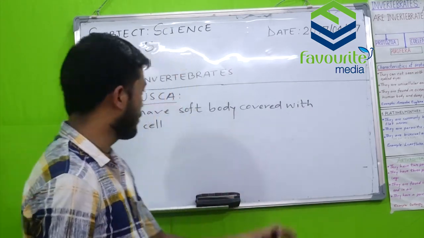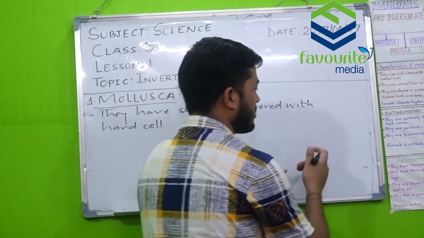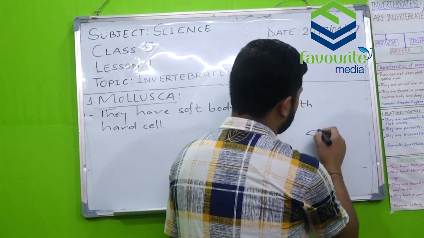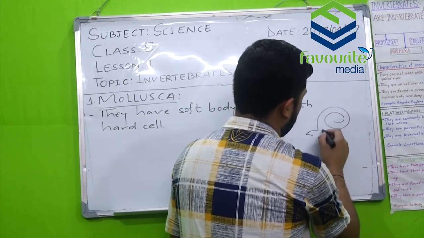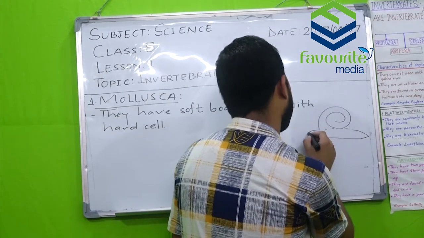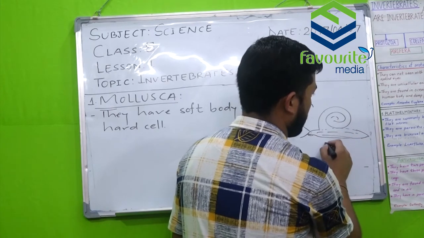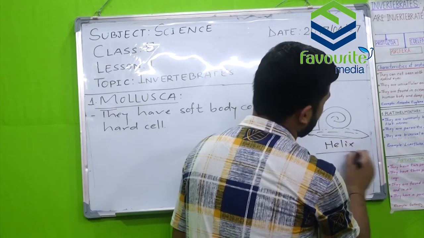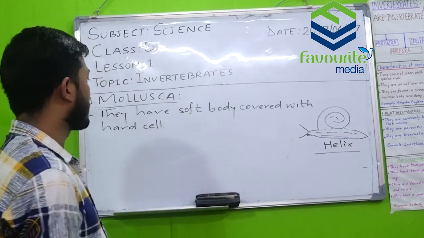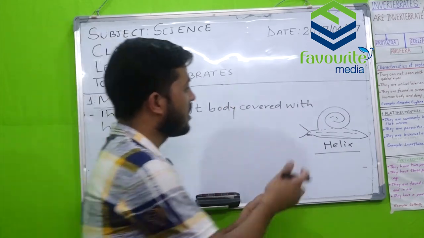Let me draw the picture of an animal of the group Mollusca here. I am going to draw the picture of Alex here. Suppose this is Alex. This is the picture of Alex. Alex is an example of an animal of the group Mollusca. The soft body of these animals remains inside the hard shell. Means this is the hard shell.